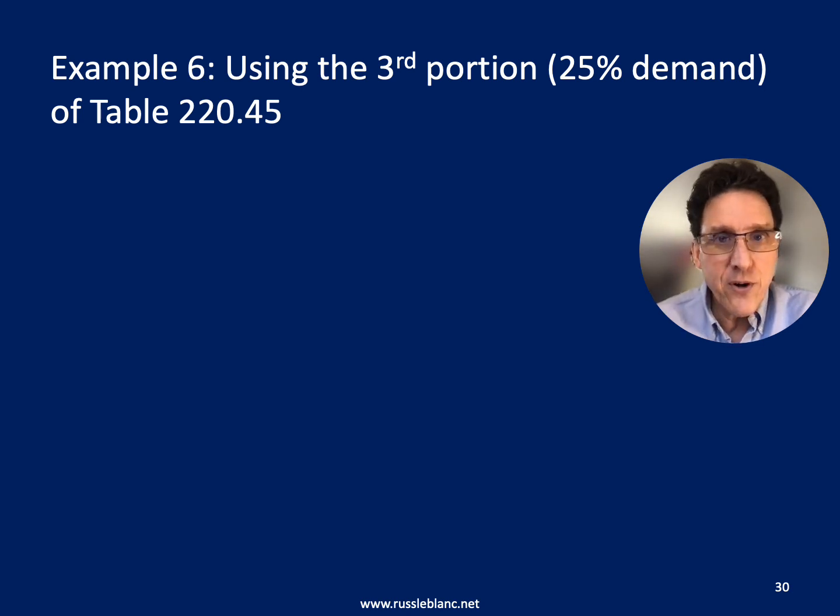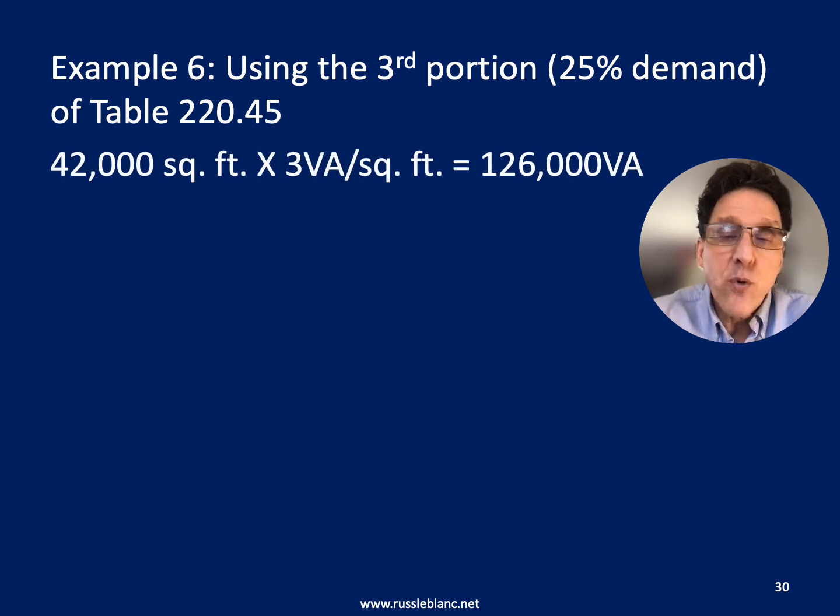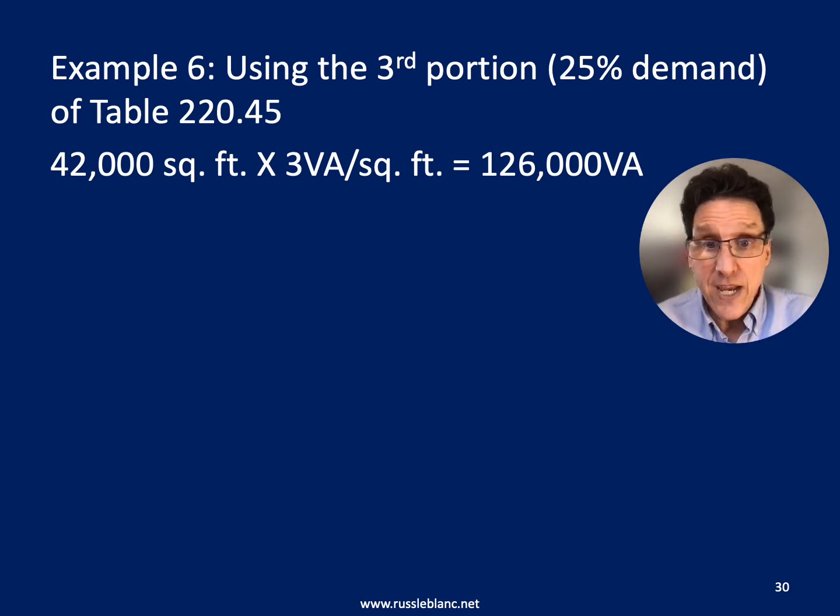All right, we're going to be using that third portion now, that 25% demand portion. So in this example, we have a 42,000 square foot house. Or another way we could look at this, instead of saying it's a house, it's 42,000 square feet worth of dwelling unit space in a multifamily dwelling. In either case, it's still 42,000 square feet. And we multiply that by the unit load of 3 volt amps per square foot. So whether it's one house or several apartments with the floor space added together, it's 42,000 square feet either way. We multiply by 3 volt amps per square foot, and that gets us to 126,000 volt amps.